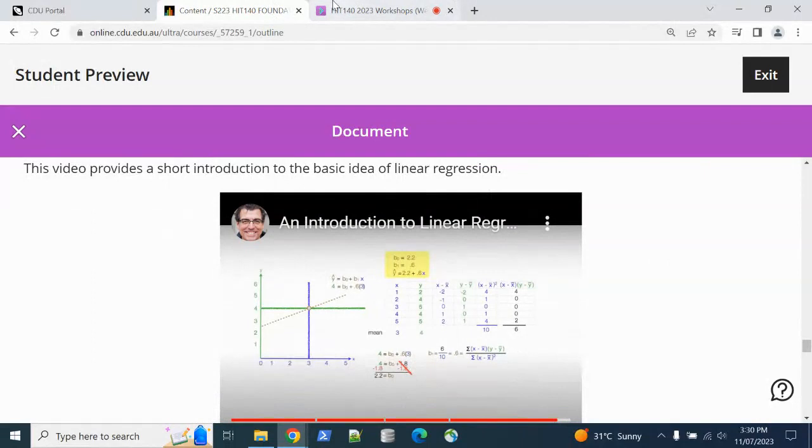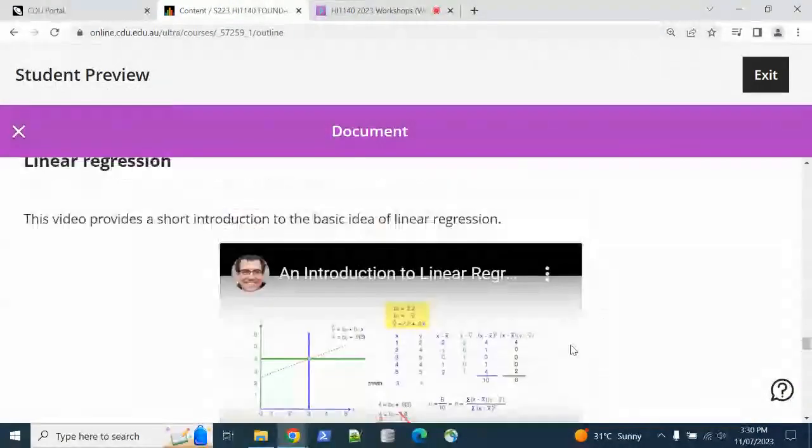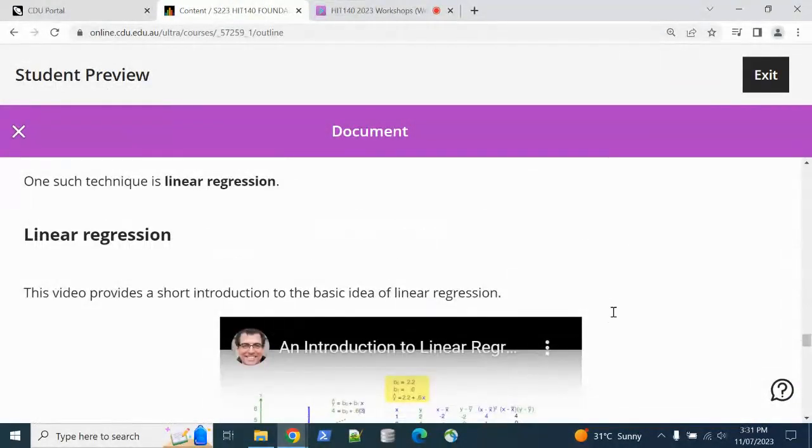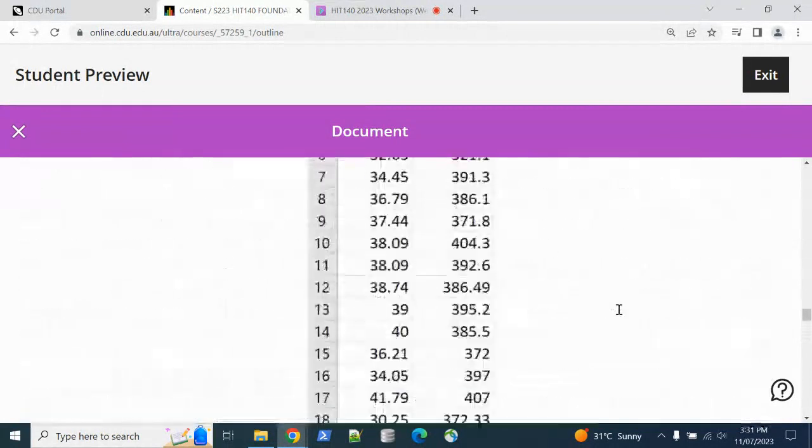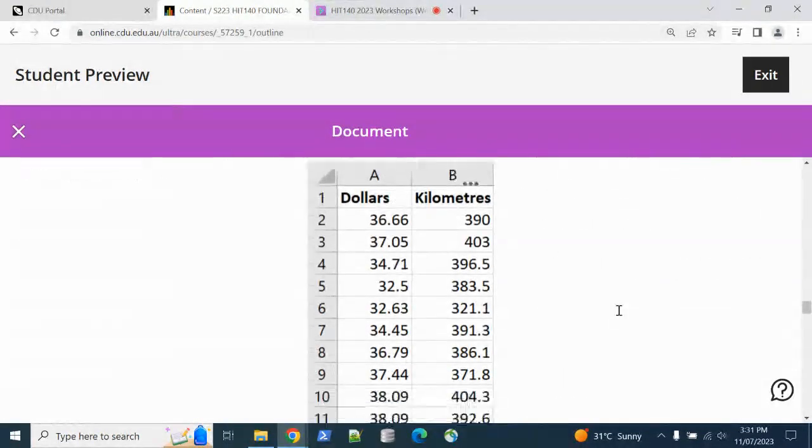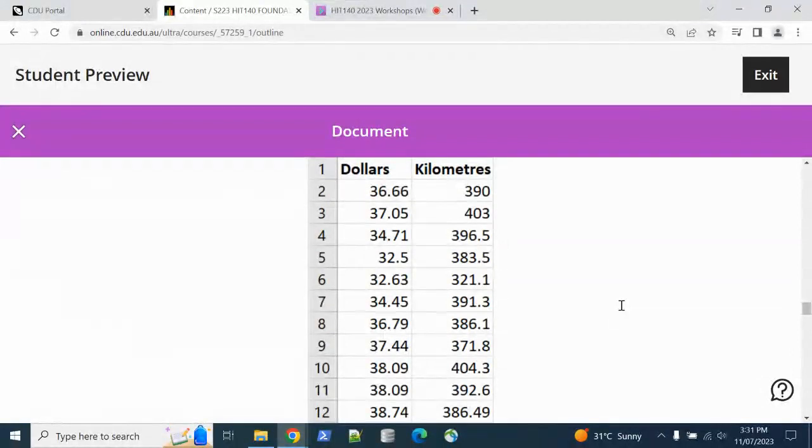Based on what we have watched in the video, let's bring it back to the previous example of road trip. Okay. So we have this data set, and each of these rows is an observation. In other words, we observe that when we travel for 390 kilometers, we paid this much. When we traveled 403 kilometers, we paid this much. Okay, so each of these is an observation or data point, we call it.